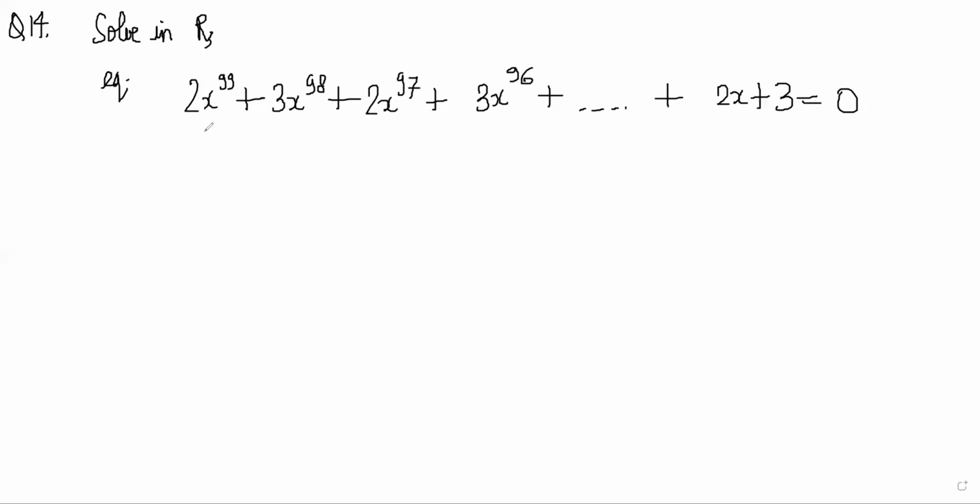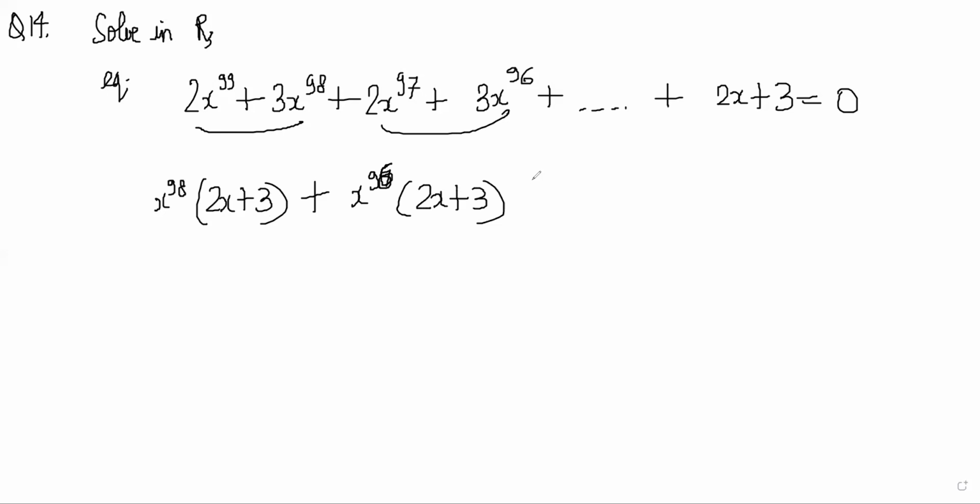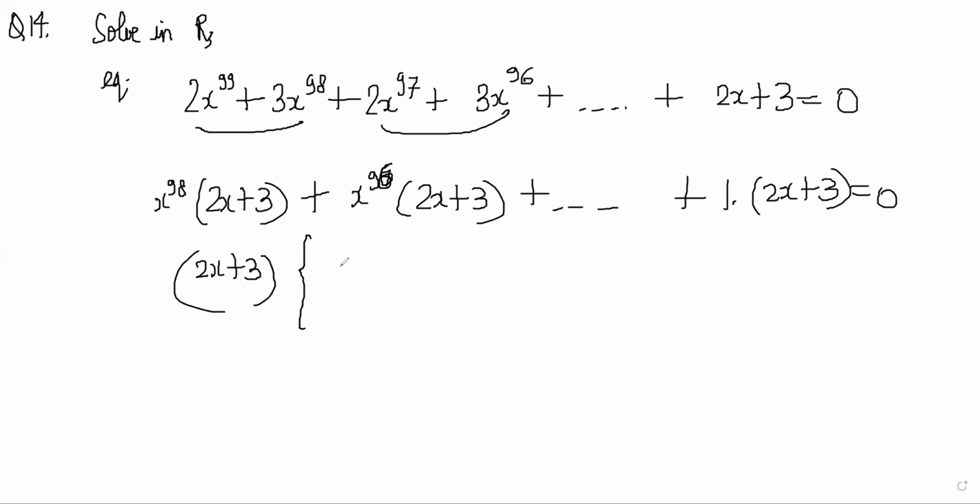So what I will do is I'll take common here. I will take x power 98 common and I get 2x plus 3. Then this 2 I'll take x power 96 common, actually 96 common, and I'll get 2x plus 3 again, and so on. I'll keep doing it till I get 1 and 2x plus 3 here. So basically I can take 2x plus 3 common overall, and I have x power 98 plus x power 96 plus x power 94 plus so on till 1.